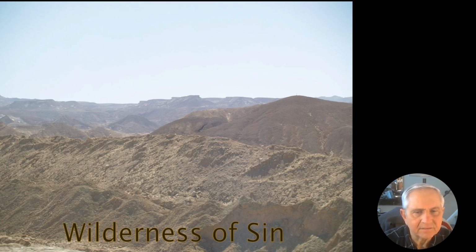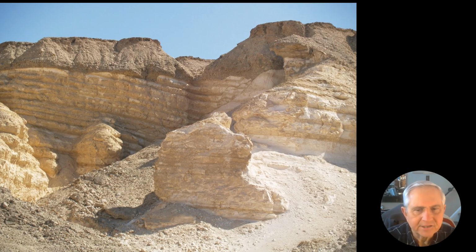Here's one view of the wilderness of Sin, a very rugged desert area. What they would do is travel from oasis to oasis. They needed water for the animals, so the route would be along and stopping at each oasis so they could get water and food for the animals. Here's another view of the desert conditions and some of the rocks and layers of them there.